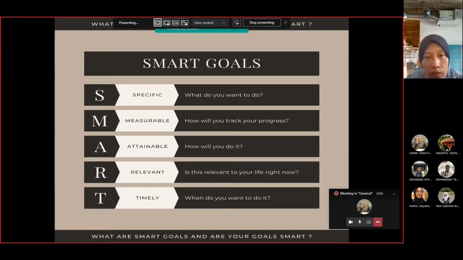What I want to highlight is that you need SMART goals to achieve your target. What is SMART? It's Specific: what do you want to do in one semester, for example. Then Measurable: how will you track your progress? You have to record it, then you know where your progress and performance are. Attainable: how are you going to attain the goals that you set at the early stage? Relevant: is it still relevant to your life right now? Timely: how long does it take to achieve the goals? Okay. Any questions?